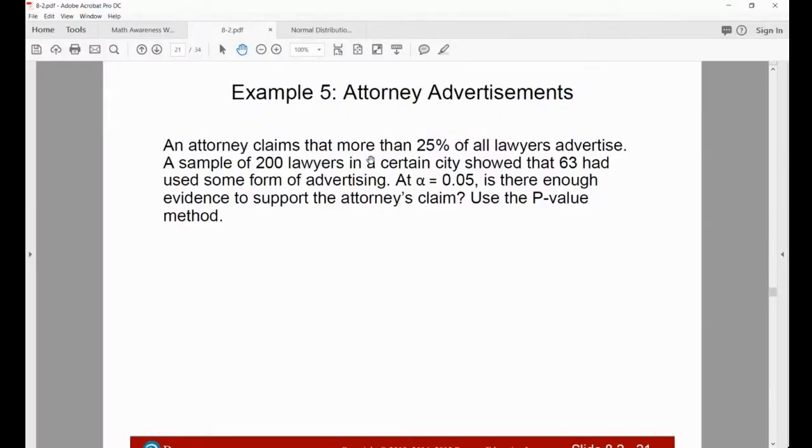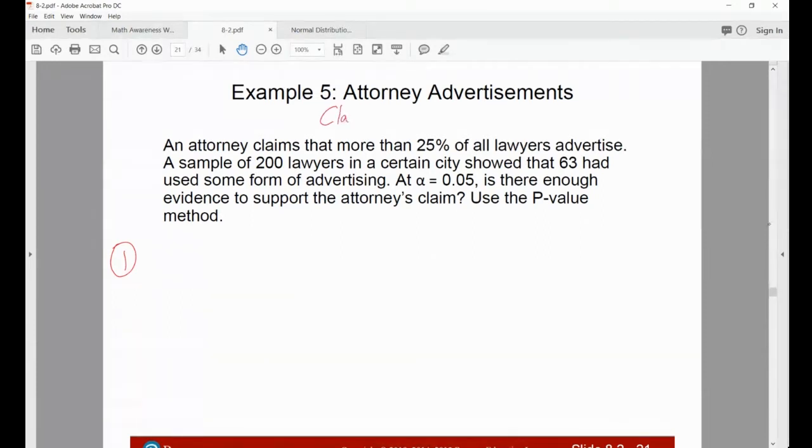An attorney claims that more than 25% of all lawyers advertise. A sample of 200 lawyers shows that 63 had used some form of advertising. At alpha equals 0.05, is there enough evidence to support the attorney's claim? Use the p-value method.